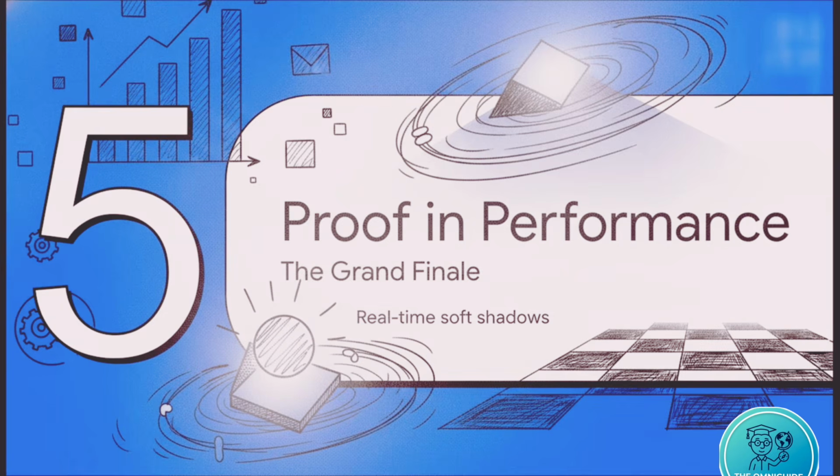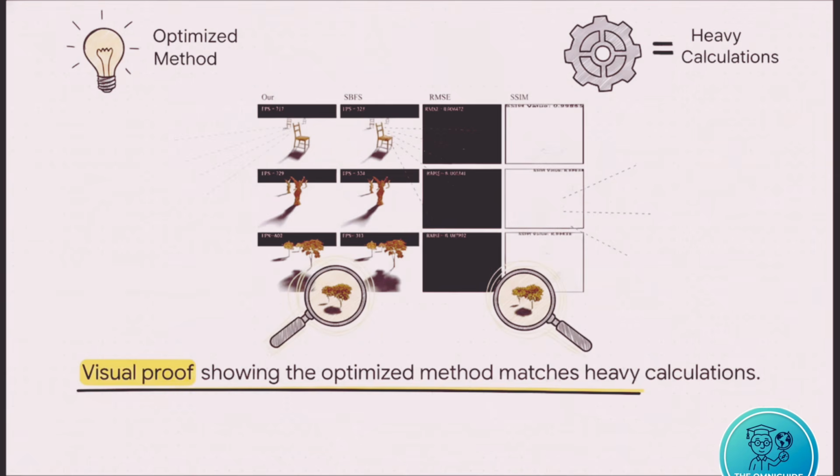And finally, Section 5, Proof in the Performance, the grand finale. And this brilliantly illustrates the actual results. Looking at this side-by-side visual proof comparing the optimized method with standard approaches, look closely at the shadows cast by the chairs in those trees. The human eye practically cannot tell the difference between this optimized multi-kernel cascaded cheat and the computationally heavy, flawless ground truth physics. The shadows are beautifully soft, authentic, and totally immersive.